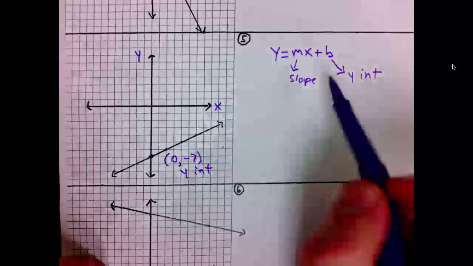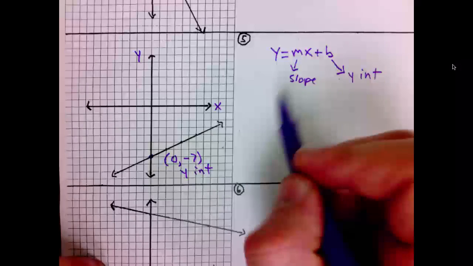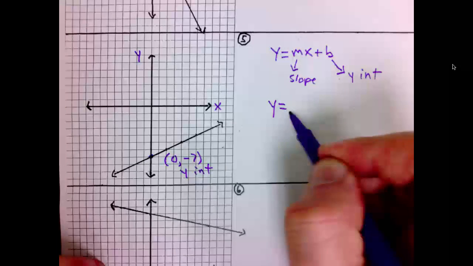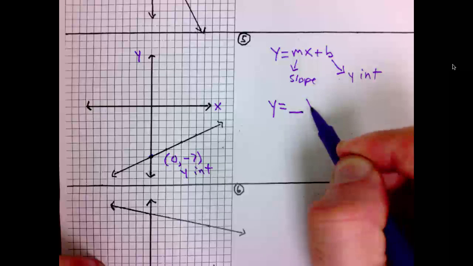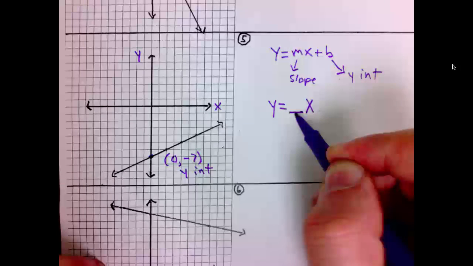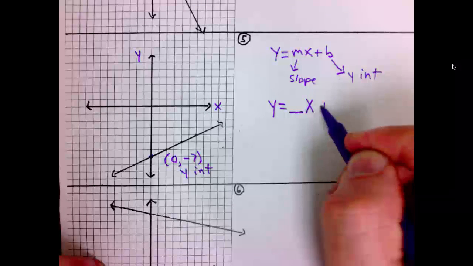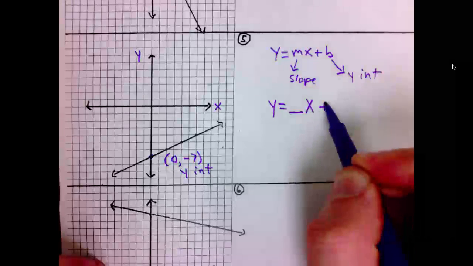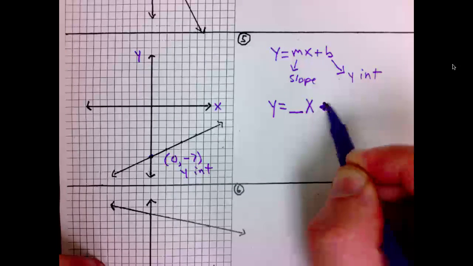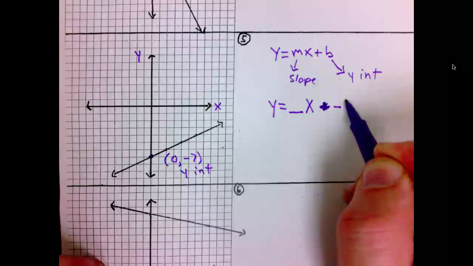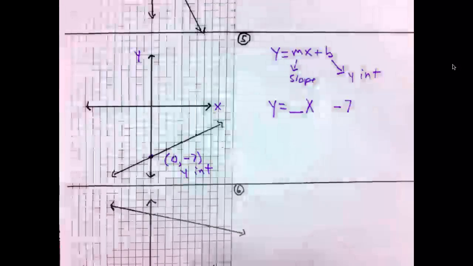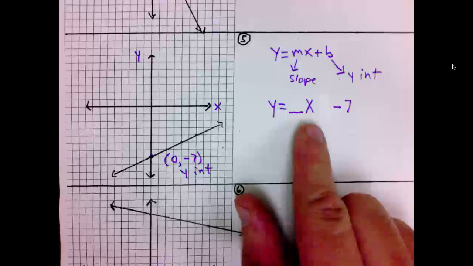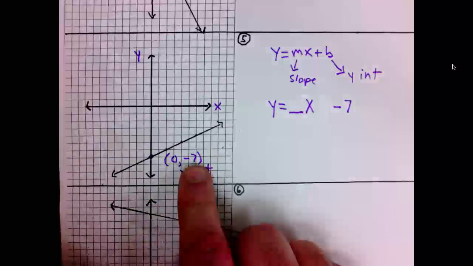Well, we're ready to fill that in place of b. I will now state y equals. We don't know the slope yet, so I'm just simply going to put a blank. y equals something times x plus b, which is negative 7. I could say plus a negative 7, but instead I'm simply going to write minus 7. y equals some slope times x minus 7, because that is my y-intercept.